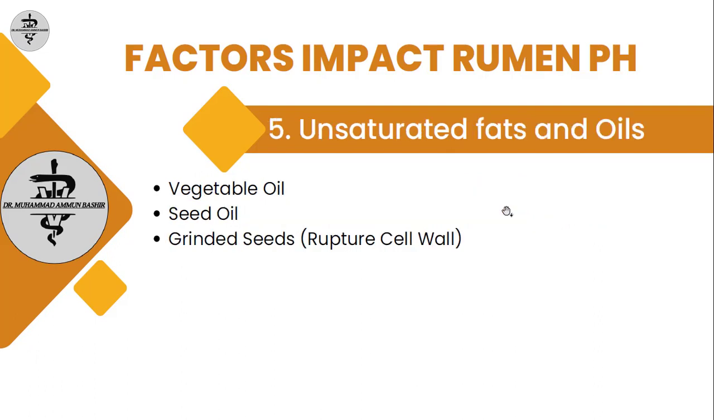The fifth one is unsaturated fats, already discussed in part 2. Unsaturated fats present in vegetable oil and seed oil have a negative impact on the fiber digesting bacteria, and they also make a layer around the fiber. Due to this, fiber digesting bacteria are unable to act on the fiber. Ultimately, there is a decrease in the pH. Just like that, when ground seeds rupture, their cell wall is exposed, more carbohydrates are exposed, more starch digesting bacteria act on it, ultimately leading also towards acidosis.